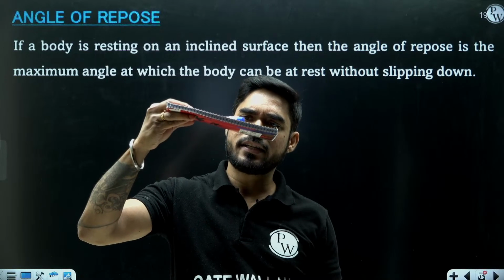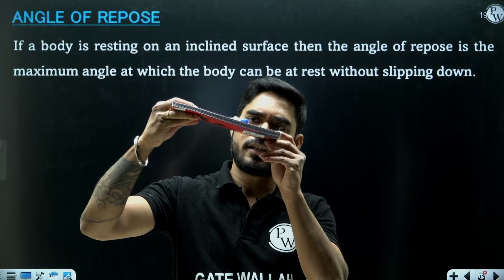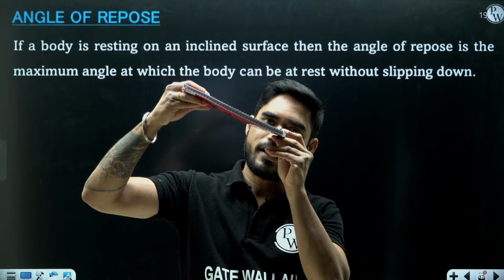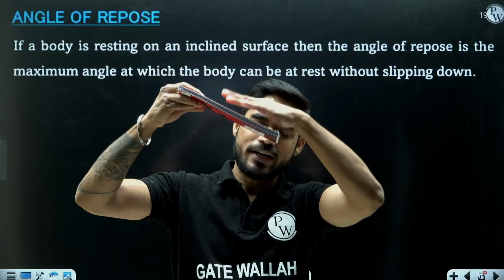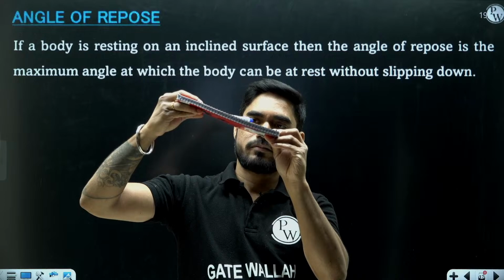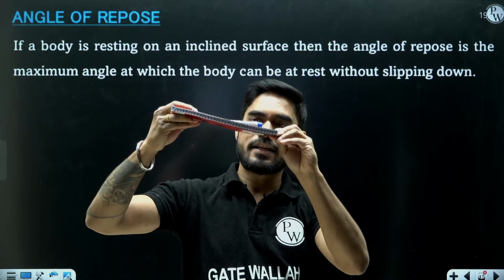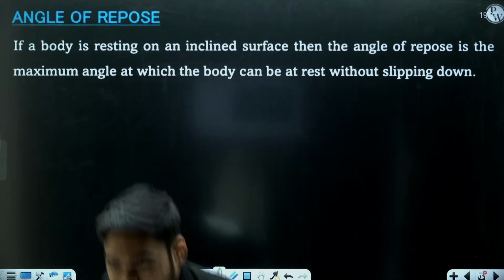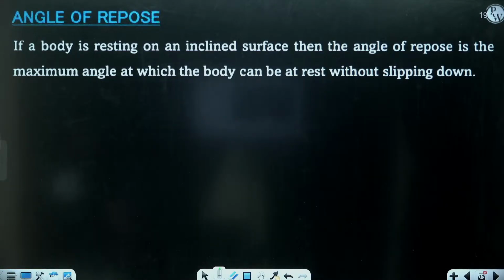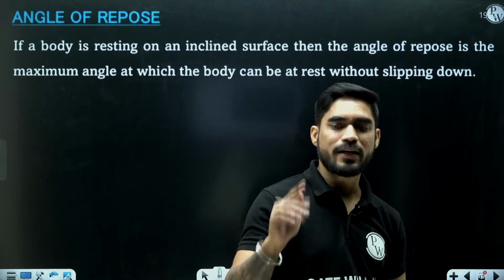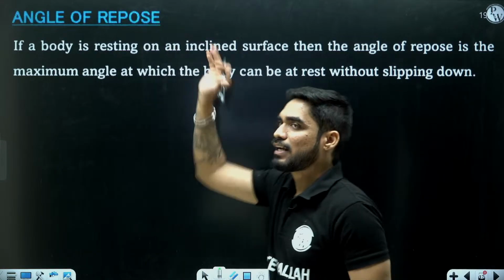Now I keep on increasing this angle. There will be one point where it will drop. At this particular angle, this tube is moving. But if it is less than this, the tube is not moving. If it is more, the tube is moving. So at a particular angle of inclination, this body starts moving. That particular angle is known as angle of repose.